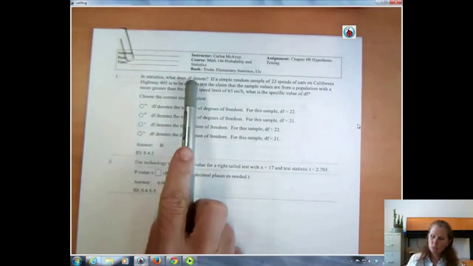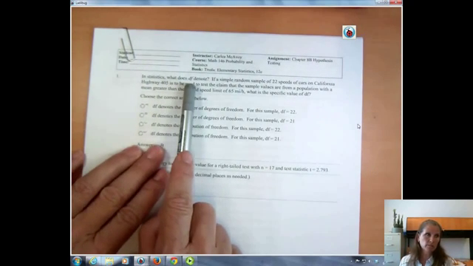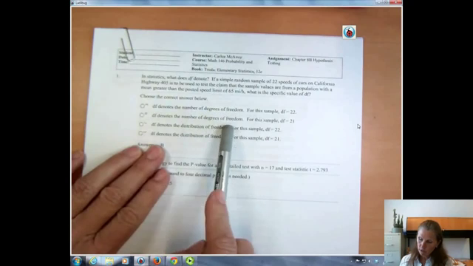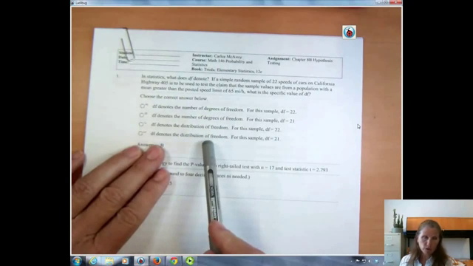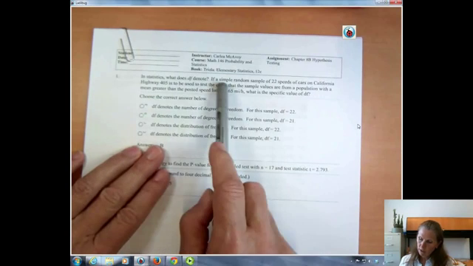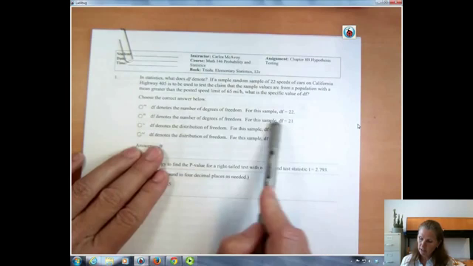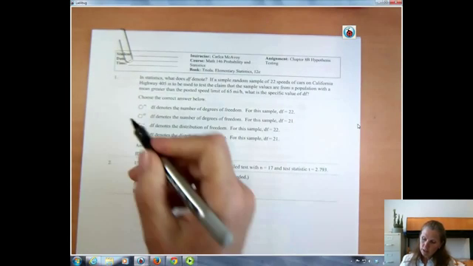In statistics, what does DF denote? Remember, that's degrees of freedom. So the degrees of freedom is what you want to say and not distribution of freedom. And then the degrees of freedom for this sample, well, the sample has 22 and degrees of freedom is one less than that. So we would say B denotes that.